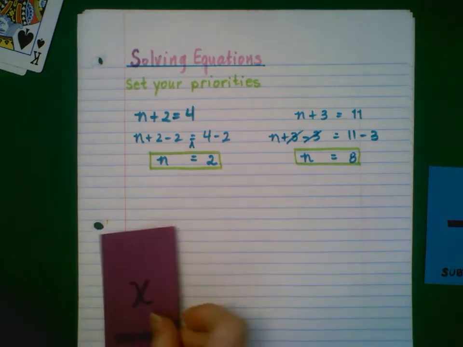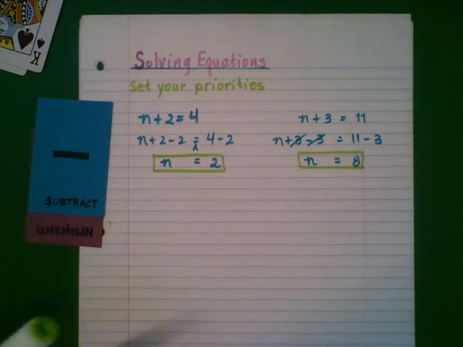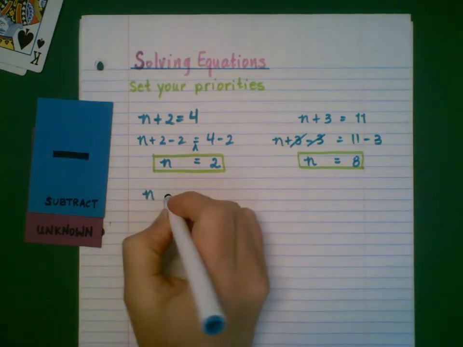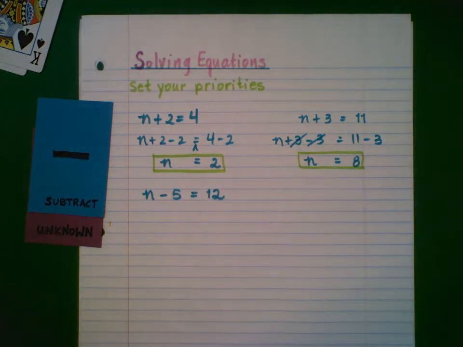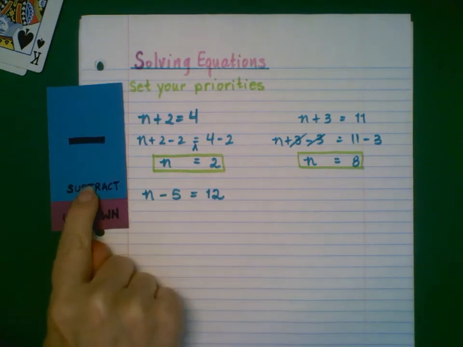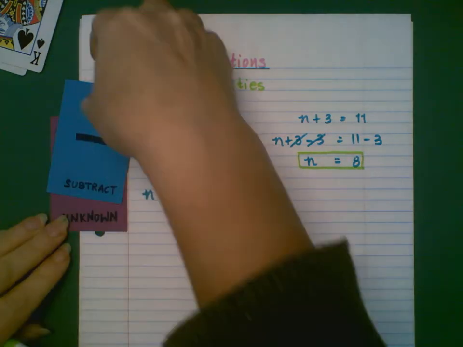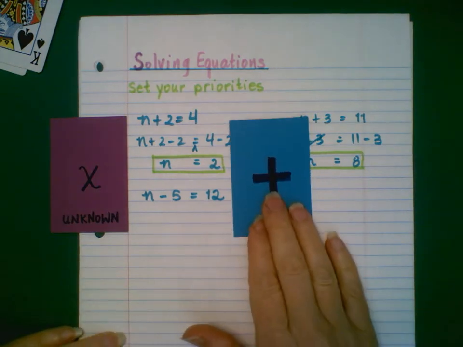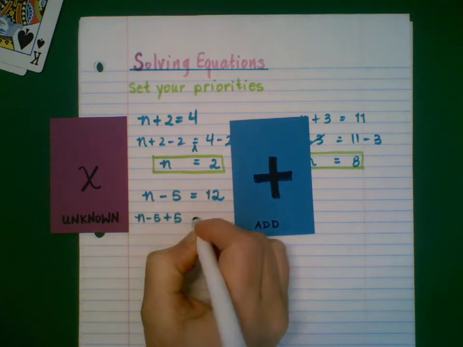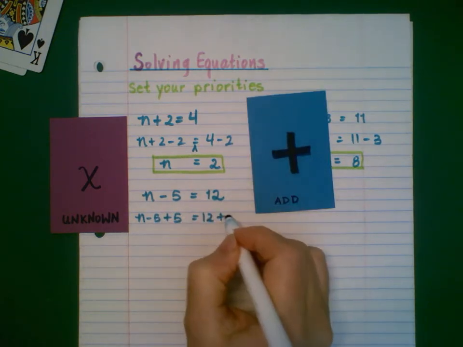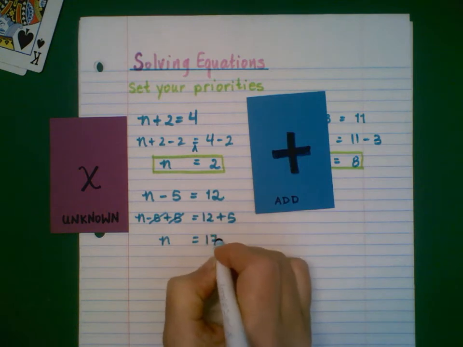Now, the same basic process is true if I have an unknown that has had a value subtracted from it. So we'll do one of those just for example. n minus 5 is 12. Okay, so my unknown has had 5 subtracted from it, and it is now 12. In order to uncover that unknown, I'm going to have to add. So I'm going to say n, left-hand side plus 5, right-hand side plus 5, and that simplifies down to n is equal to 17.